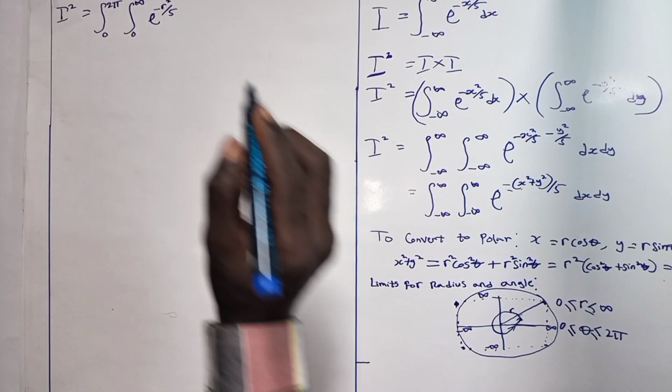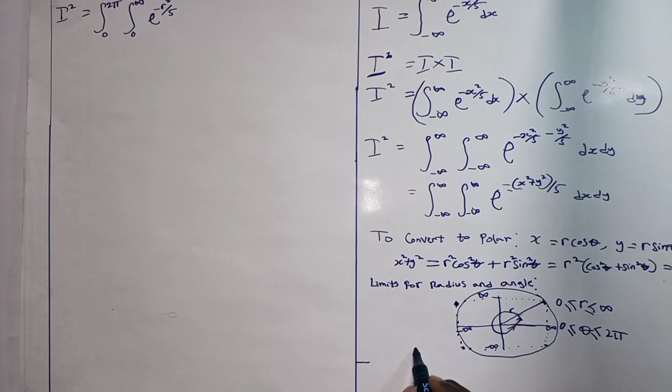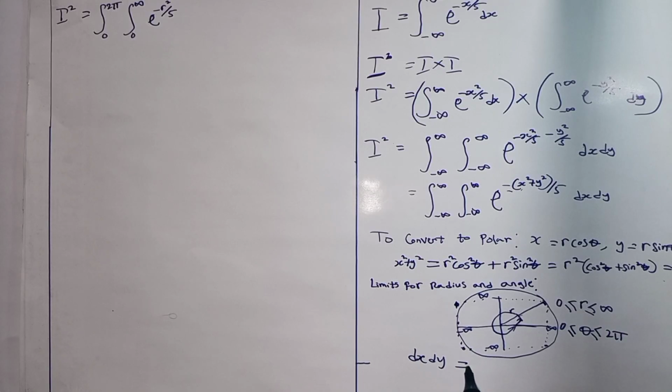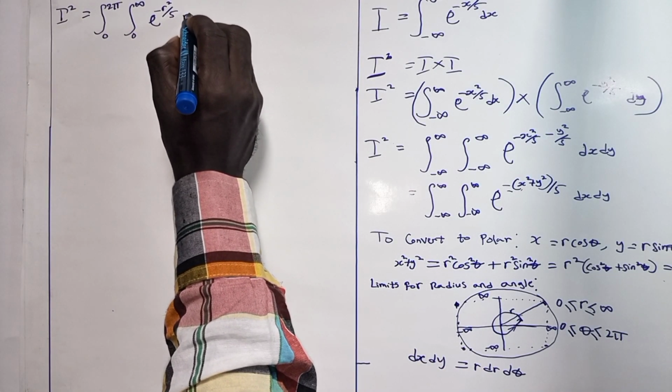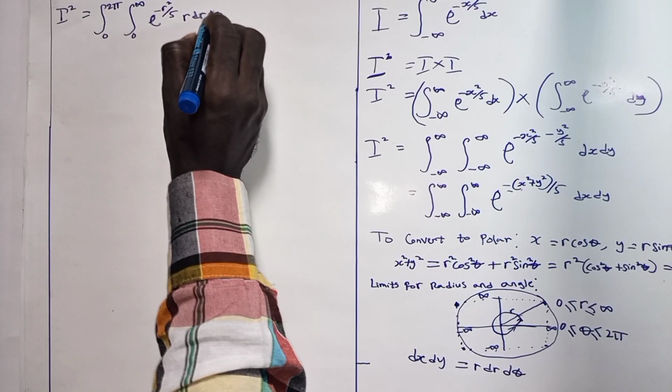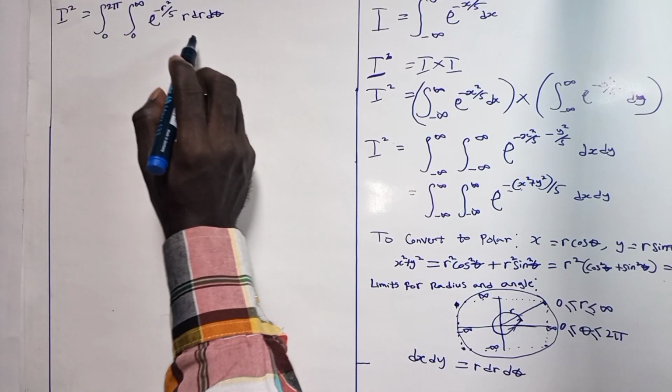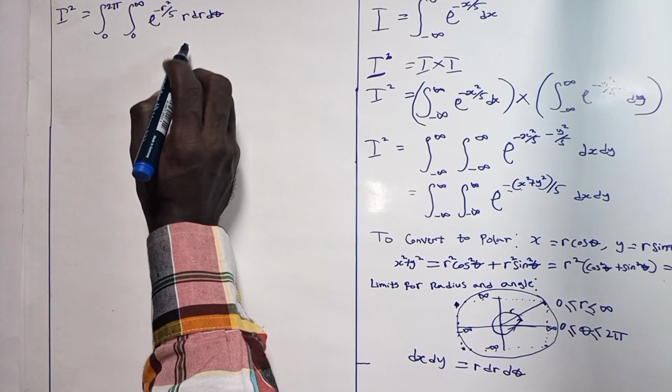Then as well, one more thing: our dx dy in polar coordinates will become r dr d theta. So don't forget this. Adding it here now, r dr d theta. So now evaluating and solving this.